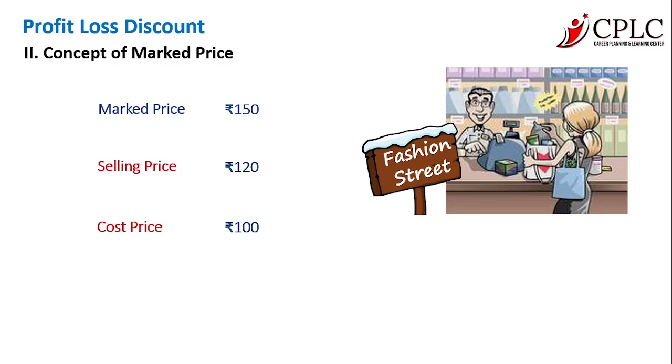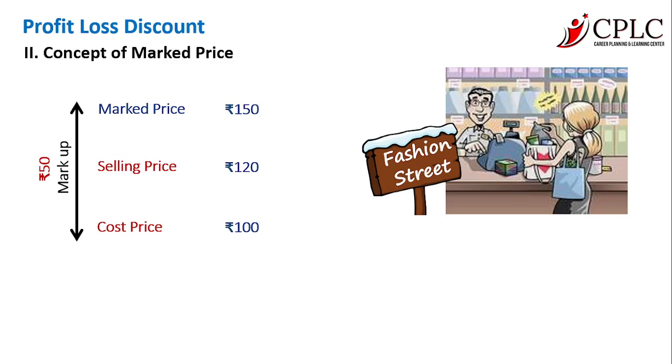Then the hike, the increase that he did. So originally it cost him only 100 bucks, but he told you 150 rupees. So he increased the price by 50 rupees. So that 50 rupees is called the hike, which is called markup. Mind you, markup and mark price are very different things. Markup is the hike that happens on the cost price, and mark price is the price that you arrive at after the hike has happened on the cost price.